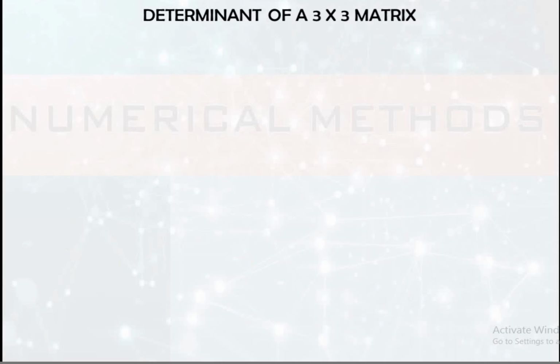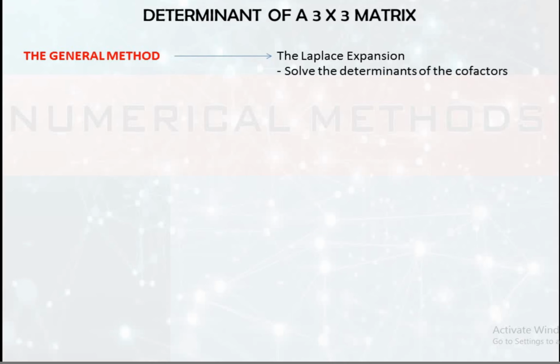Paano pag 3 by 3? We have actually two methods for the determinant of a 3 by 3 matrix. The first one is the general method. The general method is also known as the Laplace expansion. With this, we can calculate the determinant of a 3 by 3 matrix using cofactors.